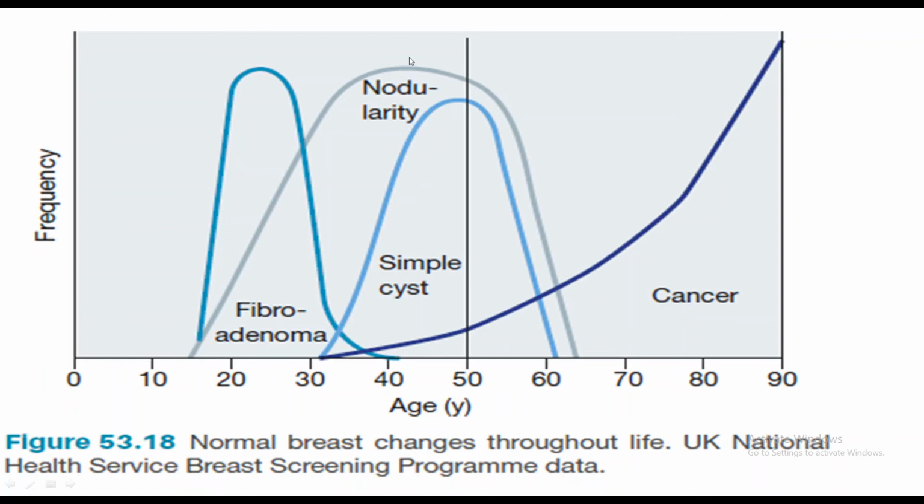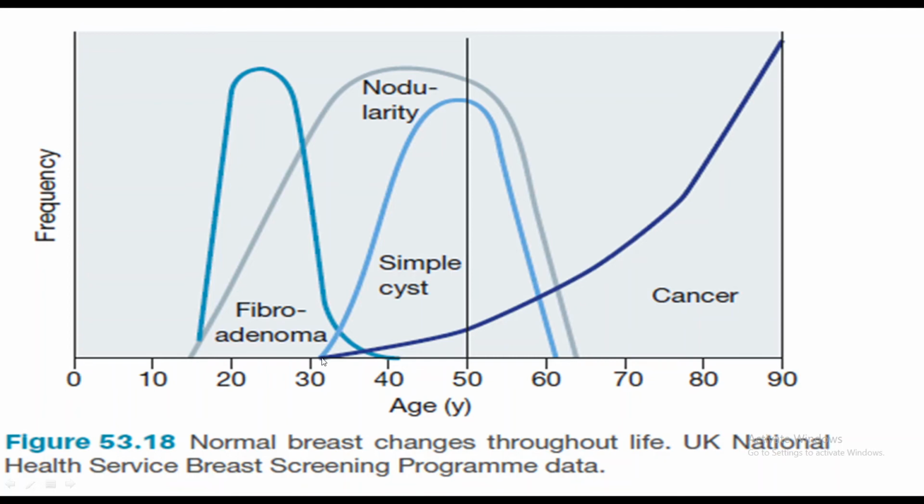Then nodularity, that is, you can see some females with nodular breast, that is not carcinoma obviously. So it also starts at around 15 years of age, peaks at around 30, stays till 55, then comes down at around 65, and it disappears after that. So after 65 years of age, nodular breast can raise some suspicion.